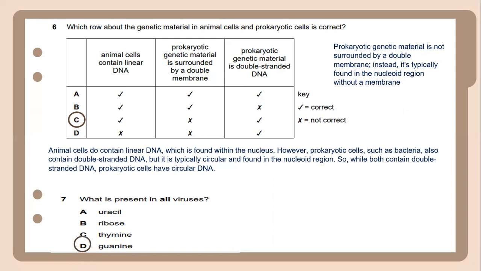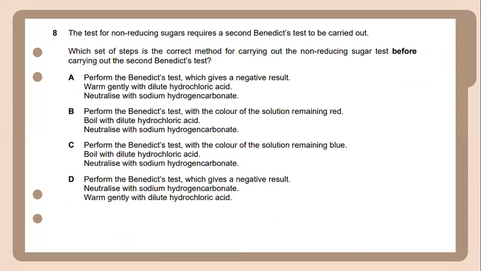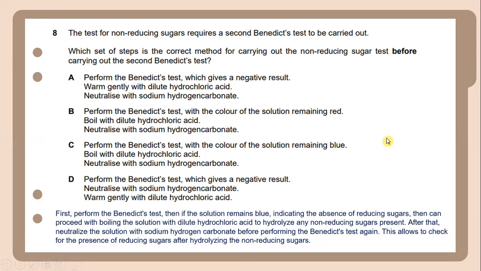What is present in all viruses? Guanine. The test for non-reducing sugar requires a second Benedict test to be carried out. Which set of tests is the correct method for carrying out the non-reducing sugar test before carrying out the second Benedict test? First, perform the Benedict test.